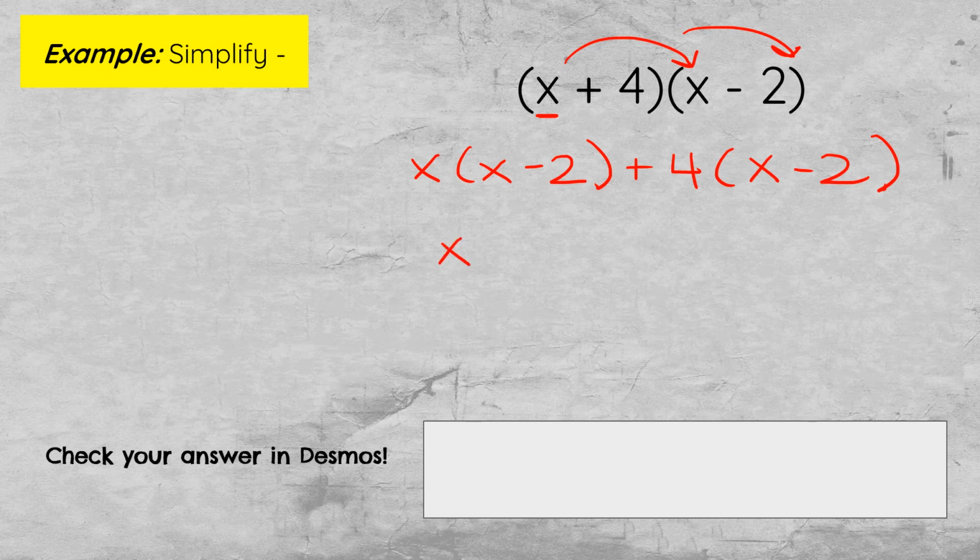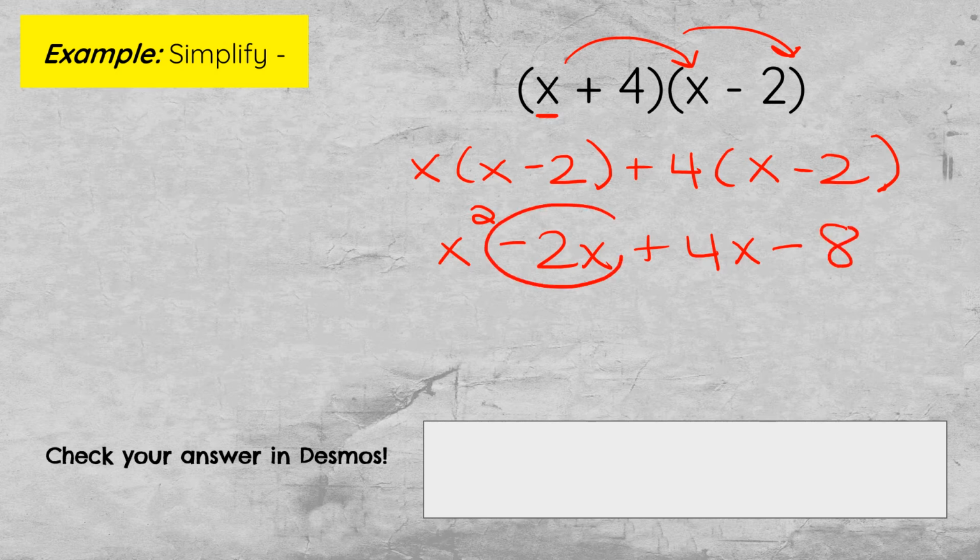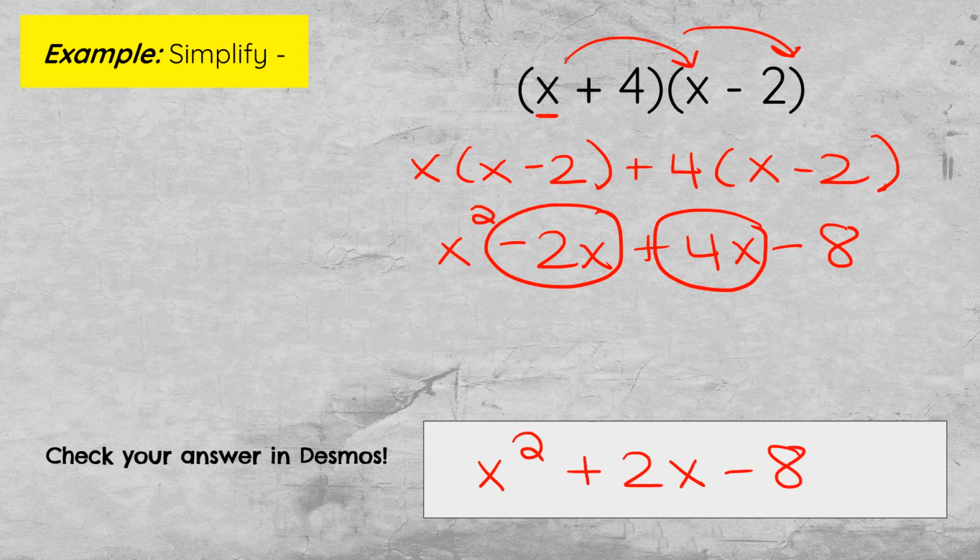X times x is x squared minus x times 2 is 2x. 4 times x is 4x. 4 times 2 is 8. Unlike the other problems, we actually do have like terms, negative 2x and 4x. So our final answer is x squared plus 2x minus 8.